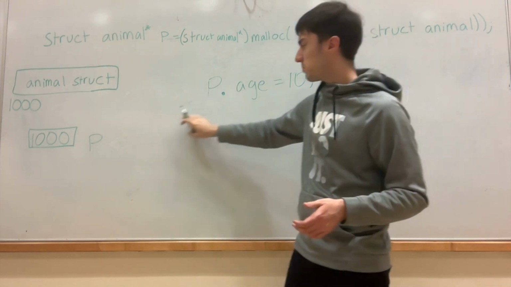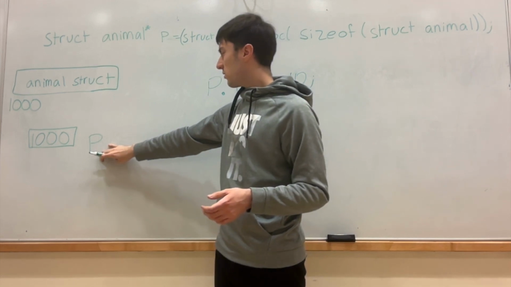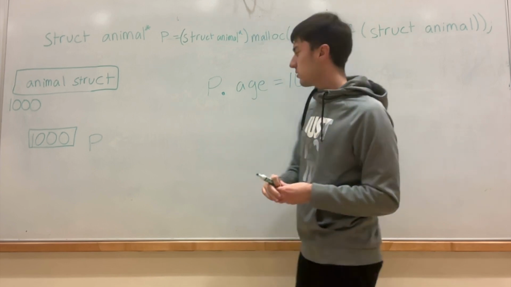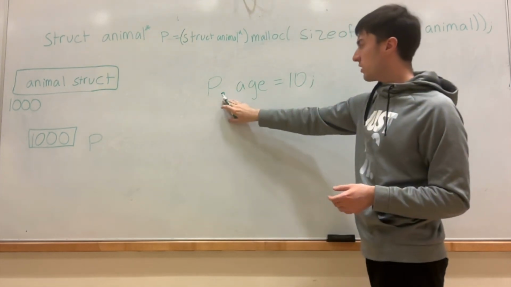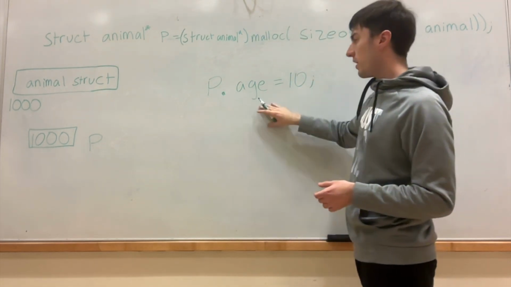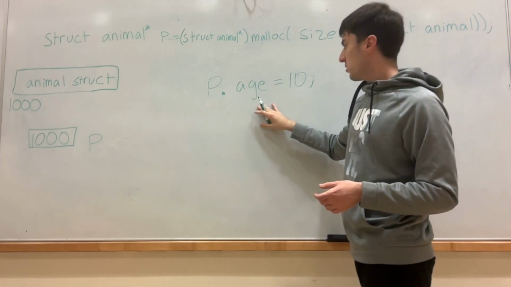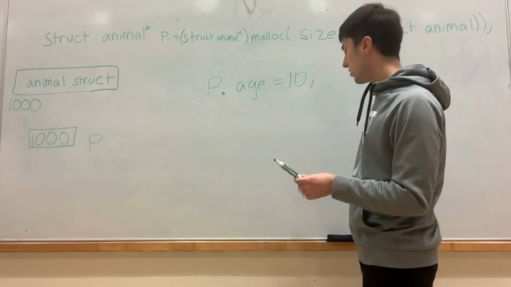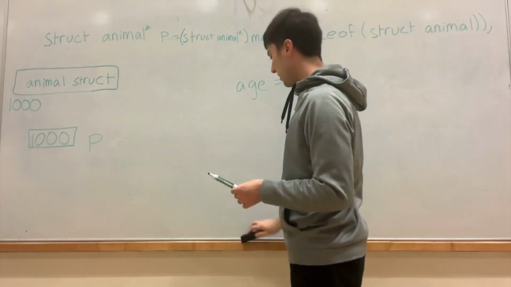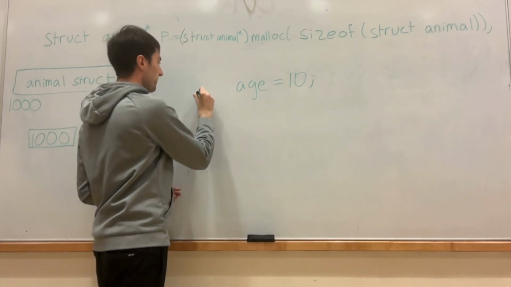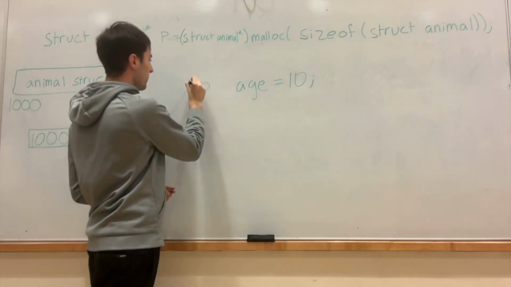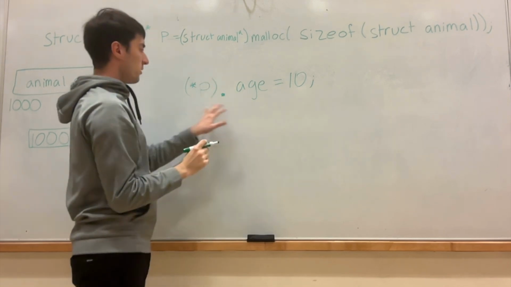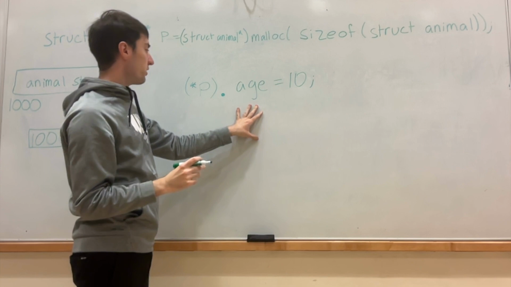Does that make sense? This P right here, see? This just holds an address. It's not a struct. See? So you can't find the age member variable on just an address. That doesn't make sense. So what do you have to do? Well, you first have to take P, and then you dereference it, and then you can find the member variable.